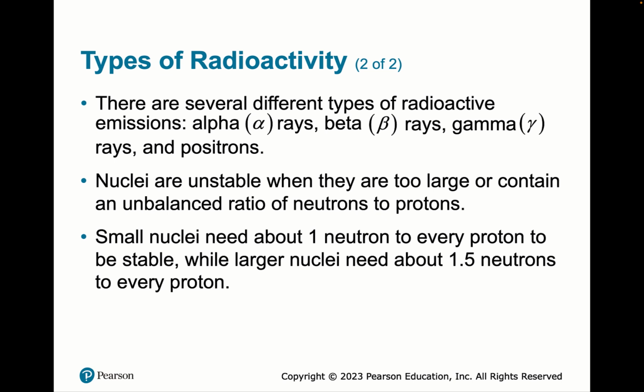So I already mentioned when nuclei are unstable, they will then try to become more stable. And for smaller nuclei, there's usually a 1-to-1 ratio of protons to neutrons. But then as they get more massive, you need more neutrons, and that's because neutrons carry the strong force alongside them. They also don't have any charge, so they don't cause repulsion within the nucleus.